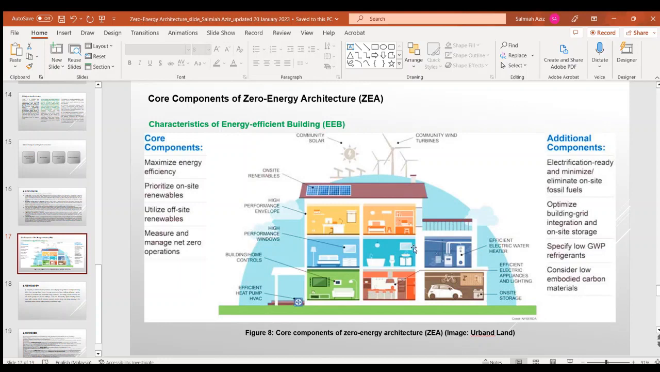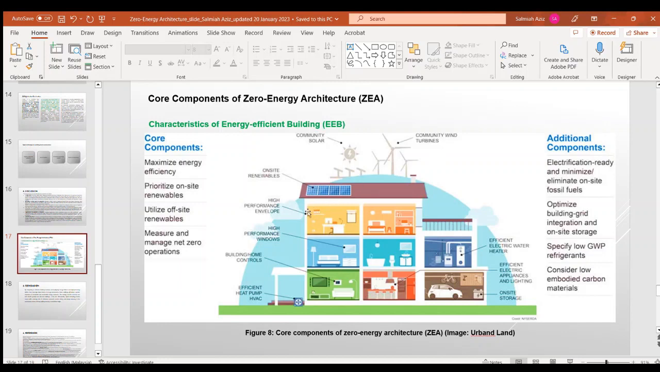So if we look at this figure, this is on-site renewables. Yeah, so it is recommended to use on-site renewables. I mean, in Malaysia, it is a trend to use solar panels and also other renewable energy sources, which are community solar and also community wind turbines.